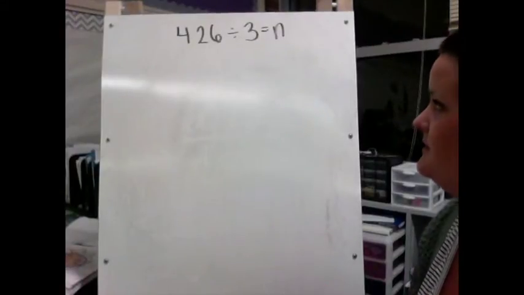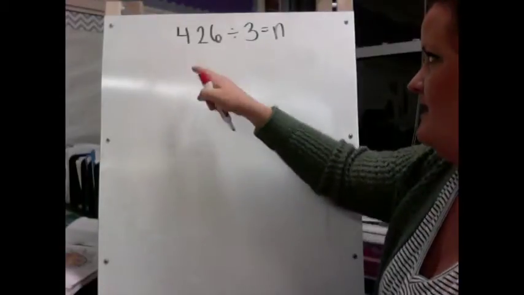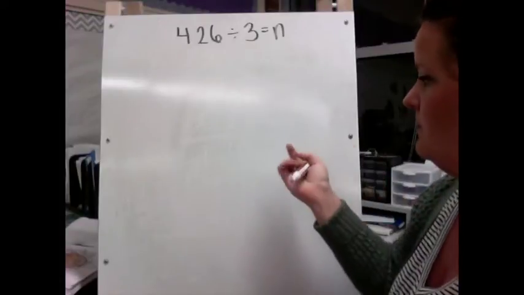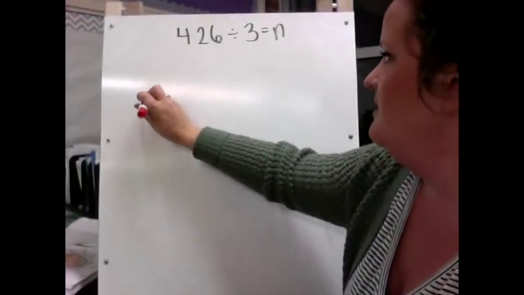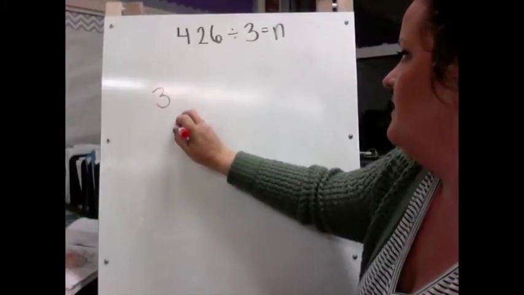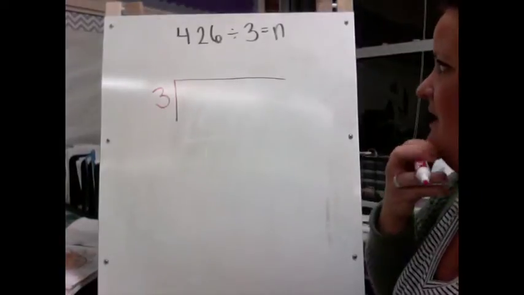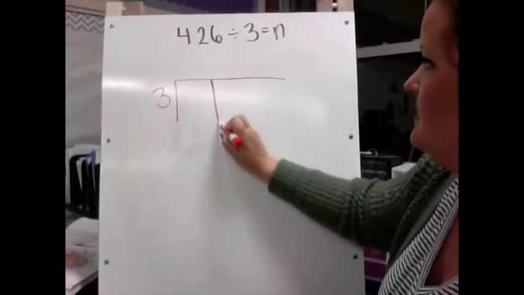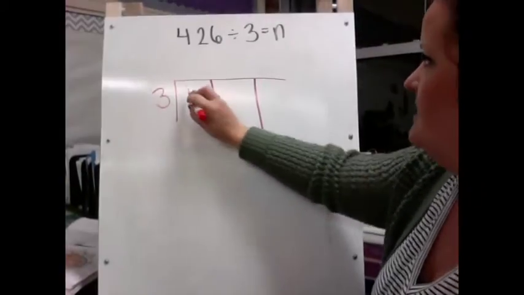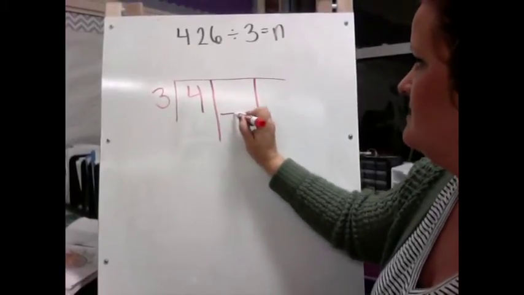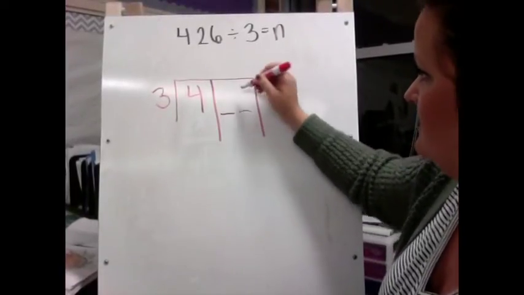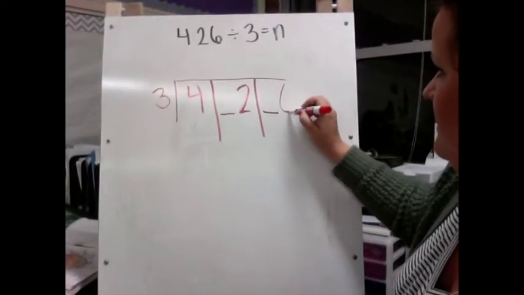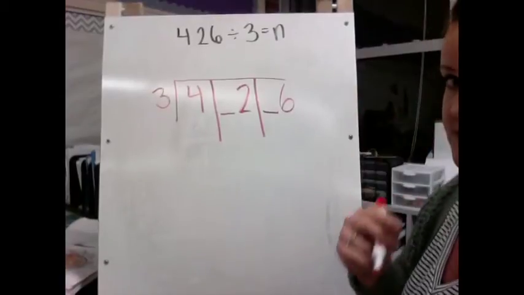Okay, so we have 426 divided by 3. So we're trying to take 426 and split it into 3 groups and see how much is in each group. So we want to place our 3 on the outside, and then we can make our apartment building. Now our apartment building will need 1, 2, 3 apartments because it has 3 digits. I place my 4 in the first apartment, then I need a secret door. I have my 2 in the second apartment. Then I need another secret door for the third apartment, and then our 6 goes in the last apartment.